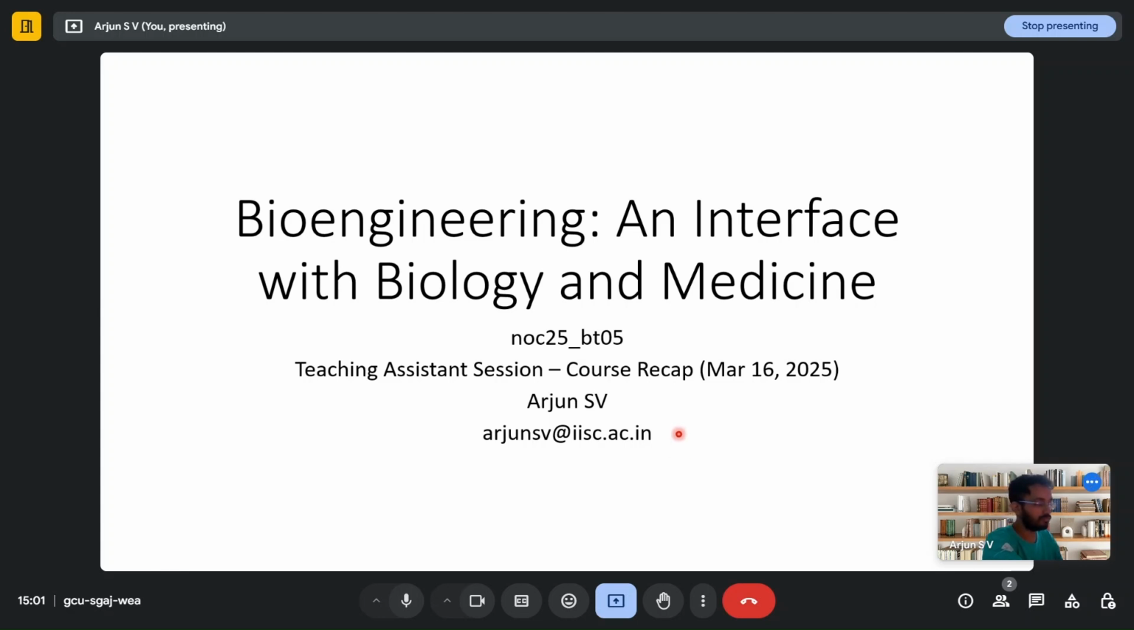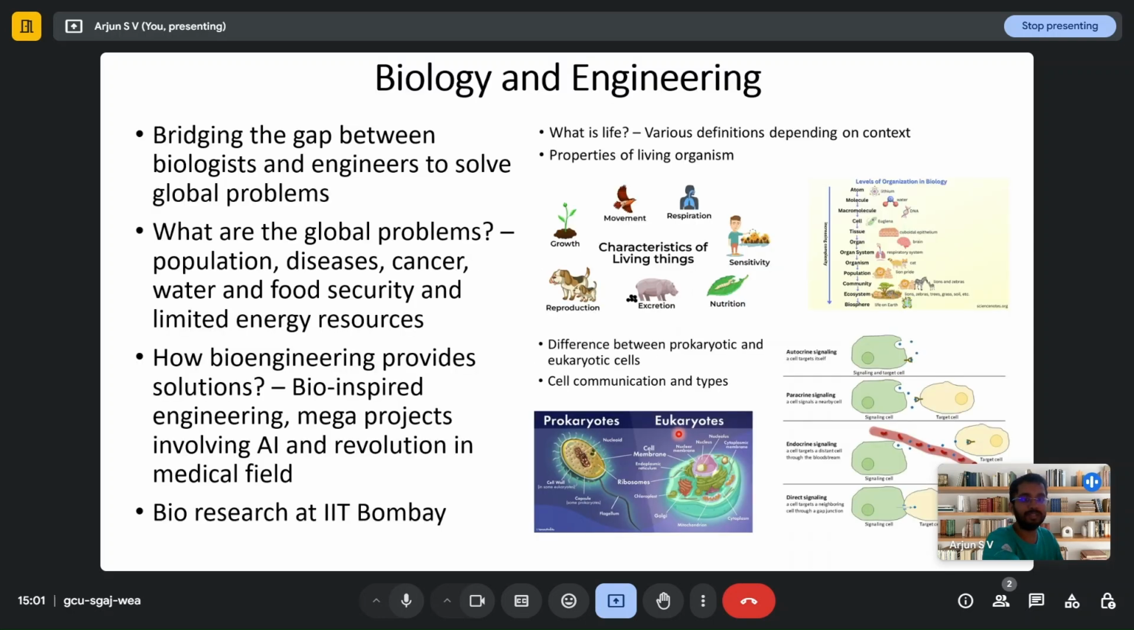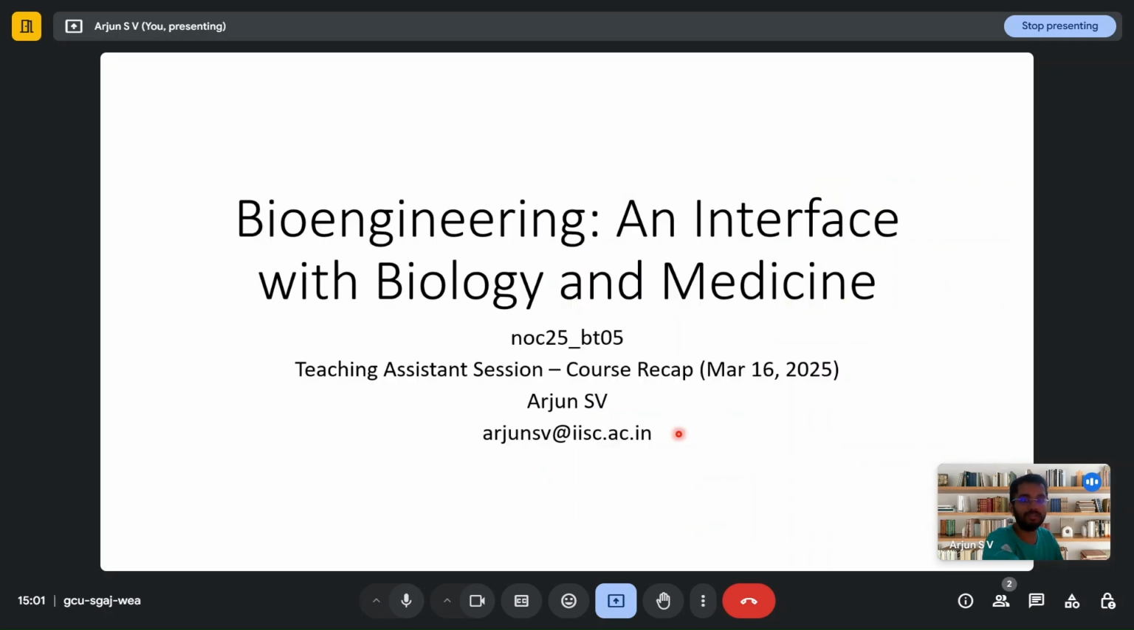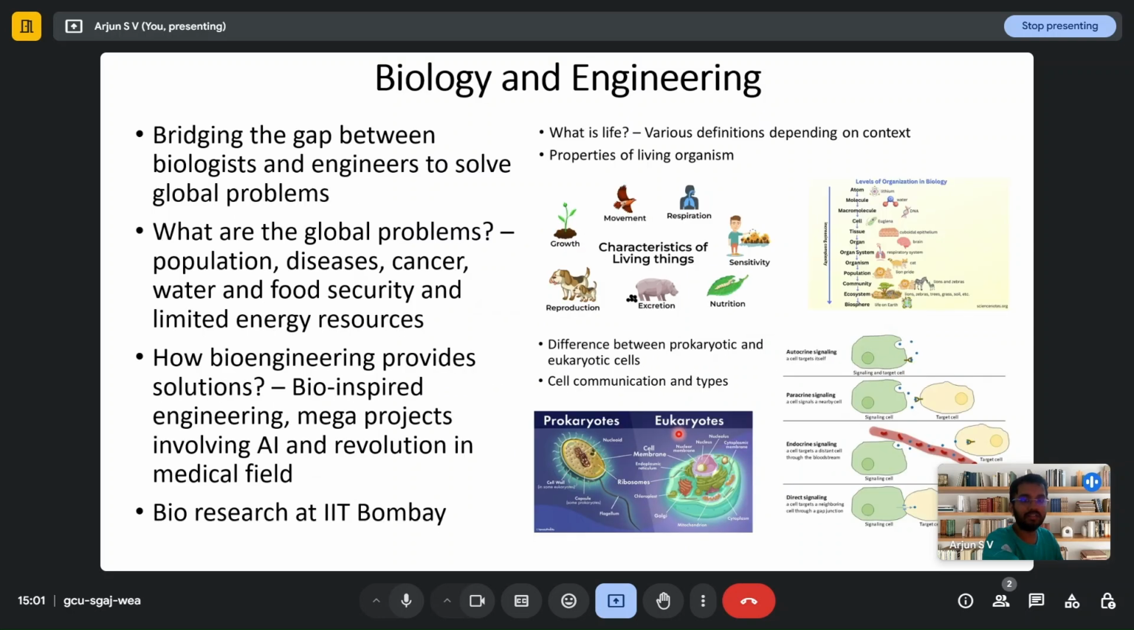We covered a lot of concepts in this entire course. Let's recall how the course instructor, Dr. Sanjeeva Srivastava, started the course: he tried to link the fields of biology and engineering. Bioengineering is a field which combines both, and we saw how we can bring these two fields together to solve problems.